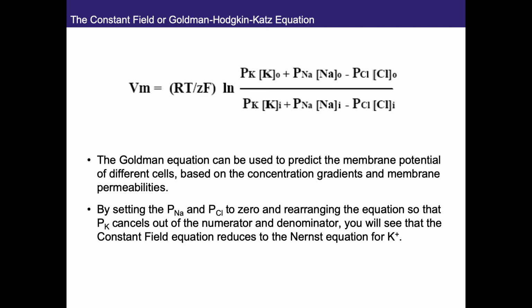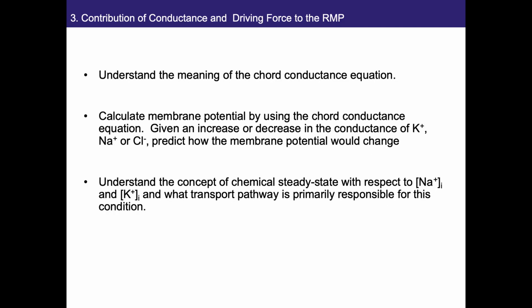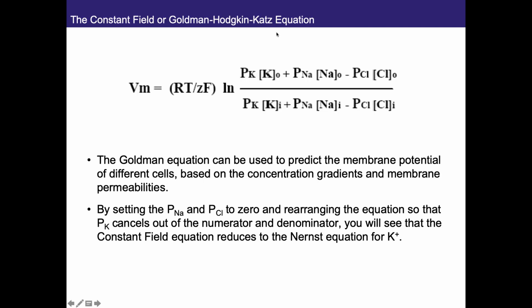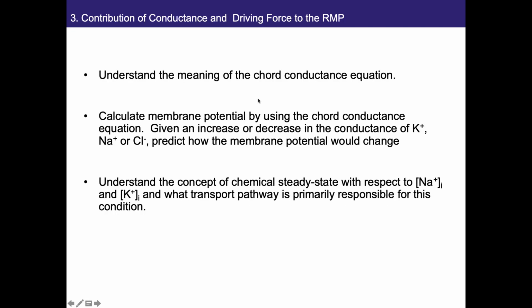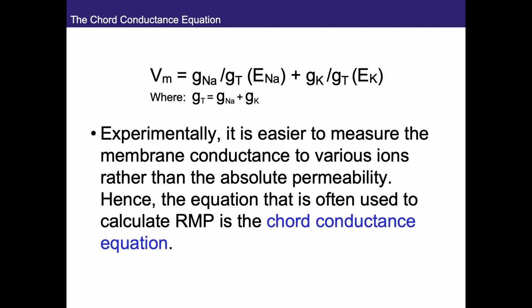So again, Bernstein had it almost right. He just didn't realize that there was one other major ion moving across the membrane, which was sodium. Because permeability is actually very difficult to measure in the laboratory, and this equation can be kind of clunky, I'm going to roll out the chord conductance equation, which also allows you to predict membrane voltage. It's just a little bit easier to use.